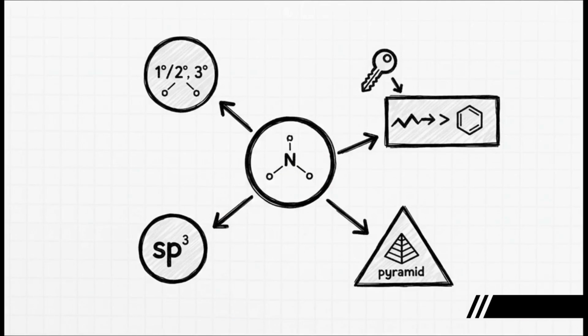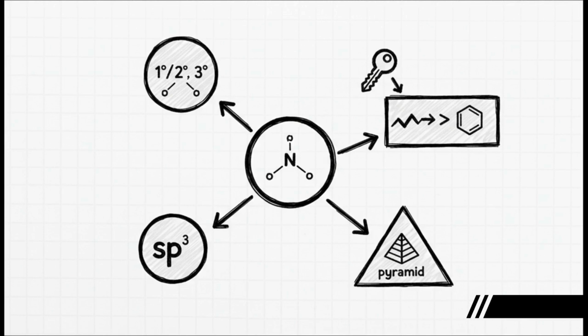Before we wrap up, let's lock it all in with a 30-second lightning revision. Ready? 1. Classification is based on the number of carbons attached to nitrogen. 2. Basicity. Chains beat rings. Aliphatic is stronger than aromatic. 3. Why? Rings have resonance, that's the ring steals. Chains have electron donation, that's the chain heals.